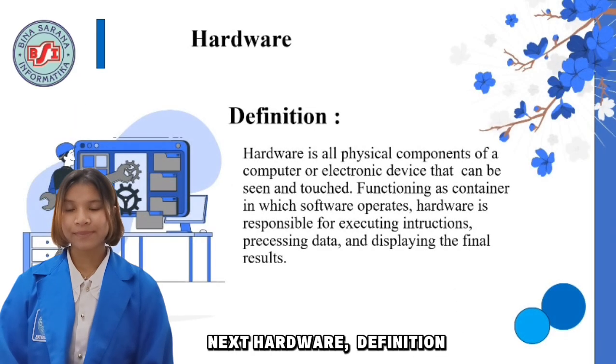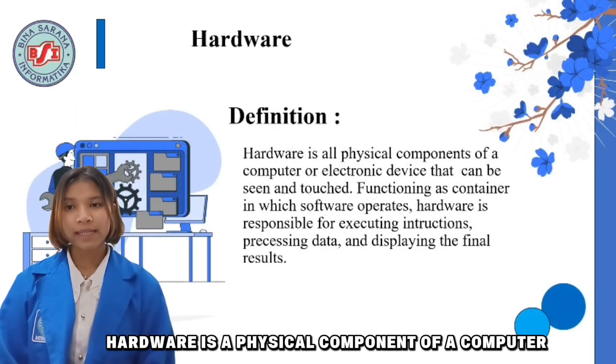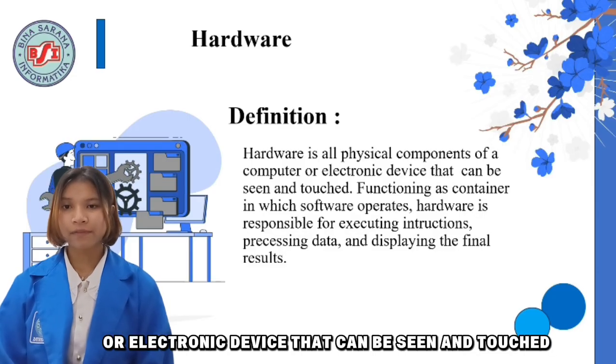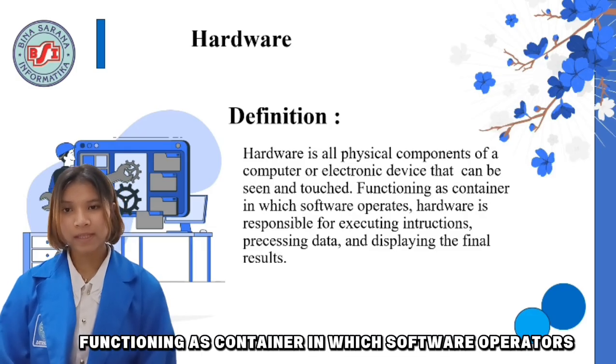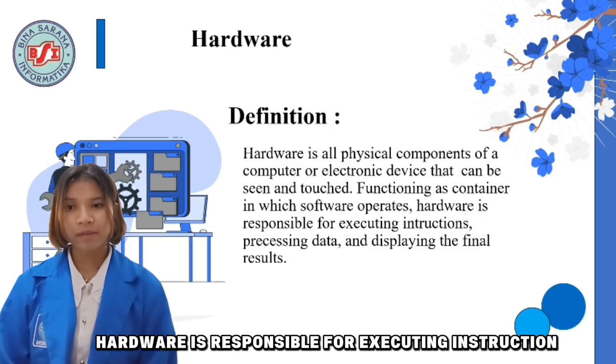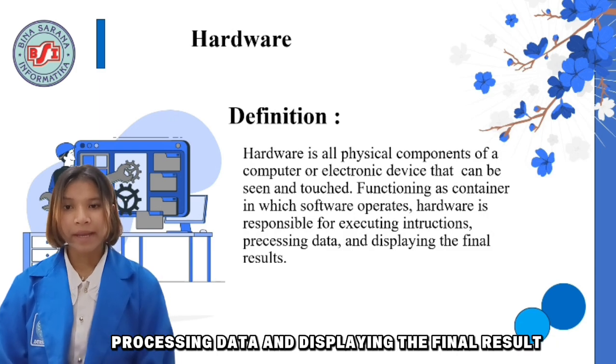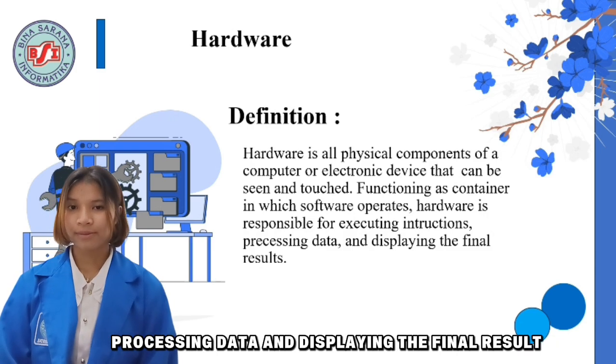Next, hardware. Definition. Hardware is a physical component of a computer or electronic device that can be seen and touched. Functioning as a container in which software operates, hardware is responsible for executing instructions, processing data, and displaying the final result.